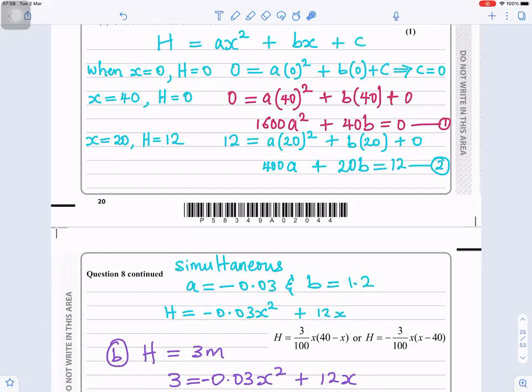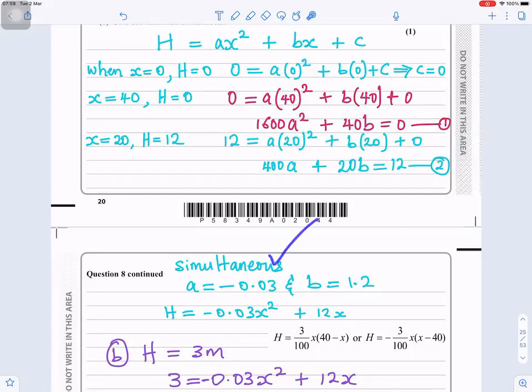It also tells us when x is 40, h is 0. So we put h to be 0 and x to be 40. And we'll get 1600a plus 40b is equal to 0. And when x is 20, h is 12. So we'll have 12 for h, and then 20 squared a plus 20b. That gives us 400a plus 20b equals 12.